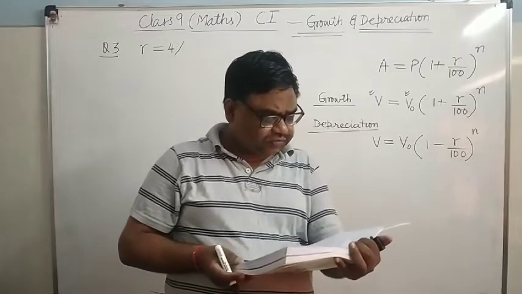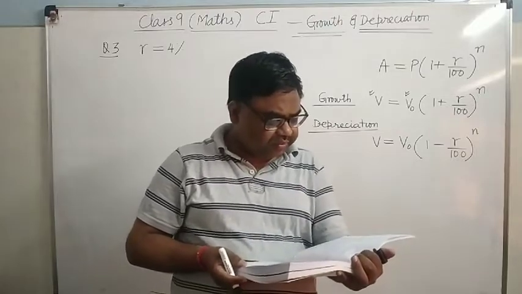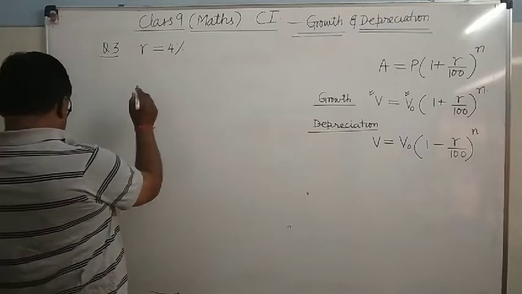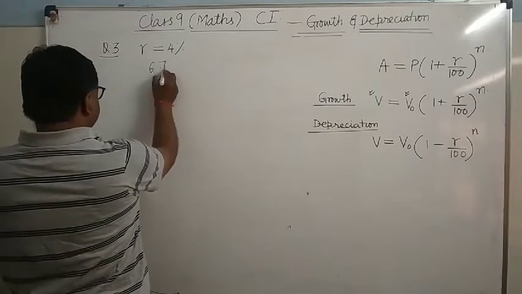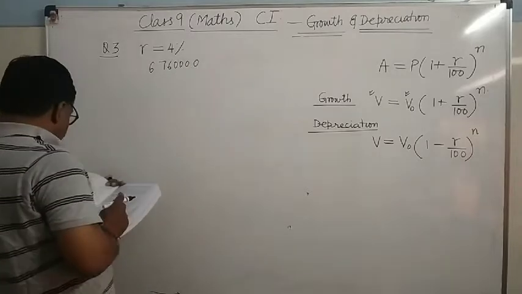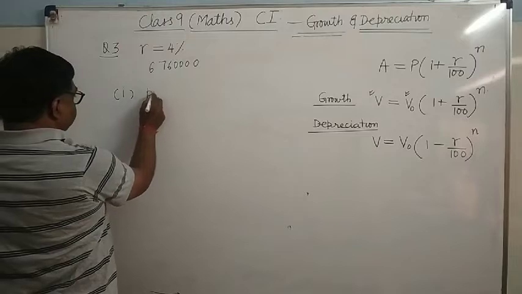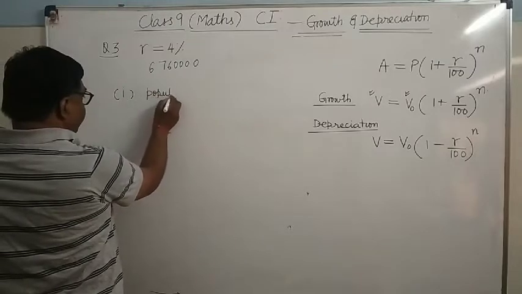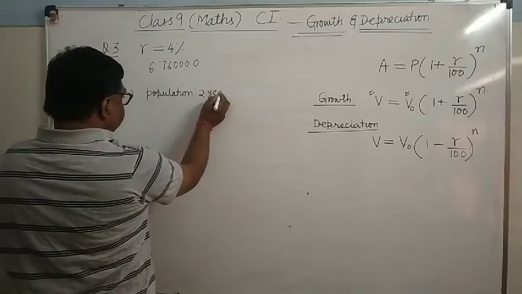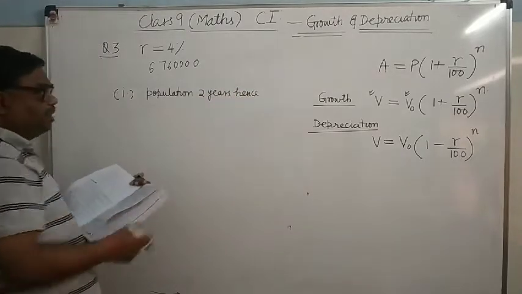So the population of the city increases each year by 4% of what it had been at the beginning of each year. If the present population is given, the present population is 676, this is given. You have to find the population 2 years hence. Now, hence means बाद में.